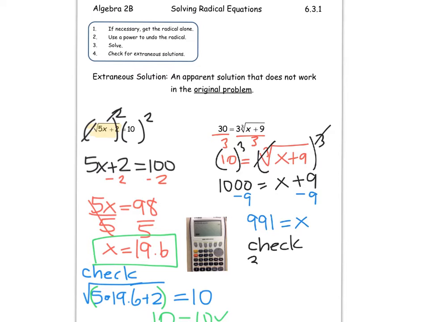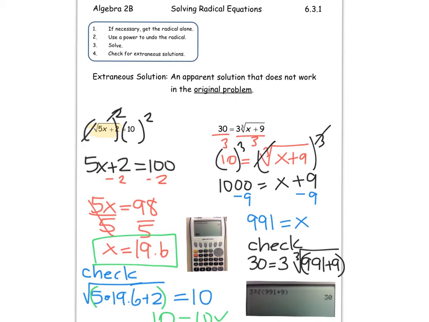So I need to know if 30 really equals 3 times the cube root of 991 plus 9. Anything inside the cube root needs to be in parentheses. Okay, I have a more visible picture this time of my calculator showing you that if we enter it, including the parentheses, it does in fact equal 30. So our answer is in fact 991. Moving on.